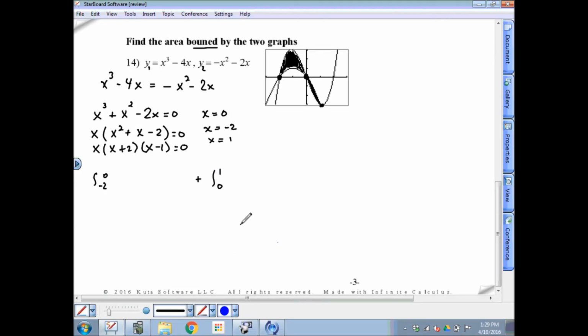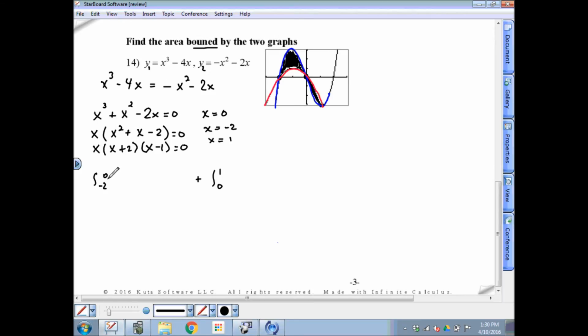So if I outline in blue, between -2 and 0, the blue function is above, and the red function is beneath. But between 0 and 1, the red function is above, and the blue function is beneath. Visually, we can see that on the graph.